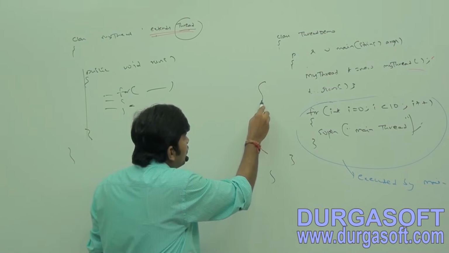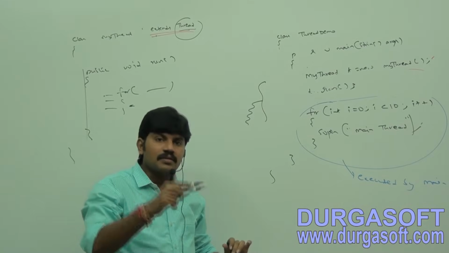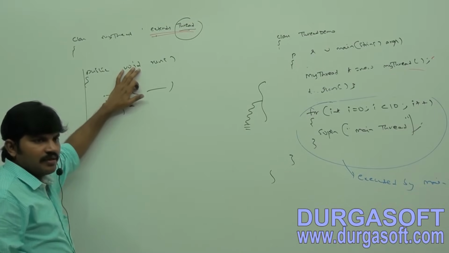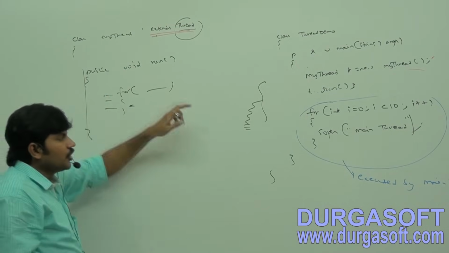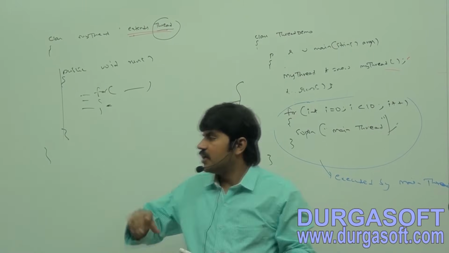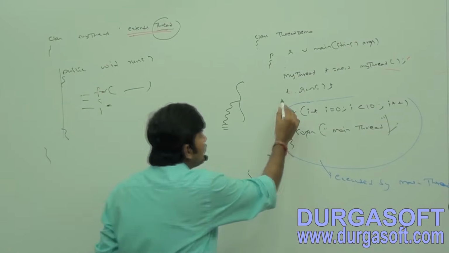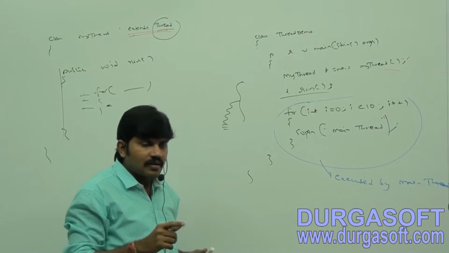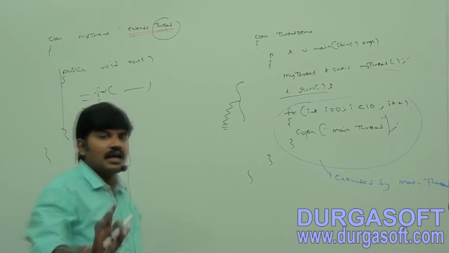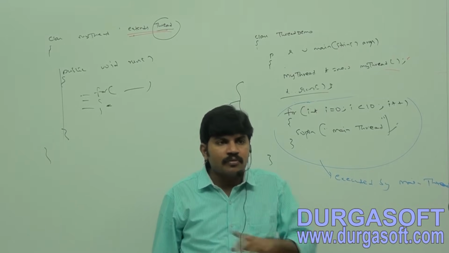a separate flow will be created, a separate thread will be created. That thread is responsible to execute our job. In the case of t.start(), a new thread will be created. That thread is responsible to execute our job. Are you getting, right? But if I take t.run(), our run method will be executed just like a normal method call by the main thread only. A separate new thread won't be created.